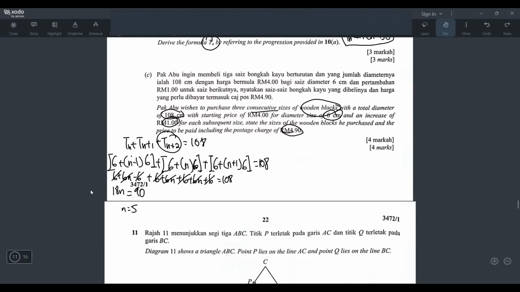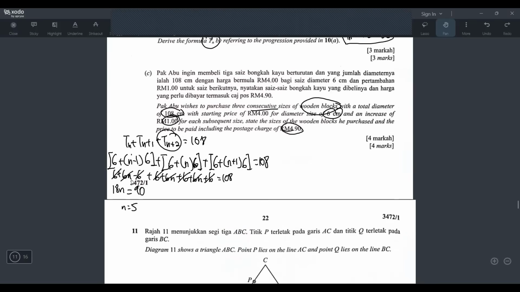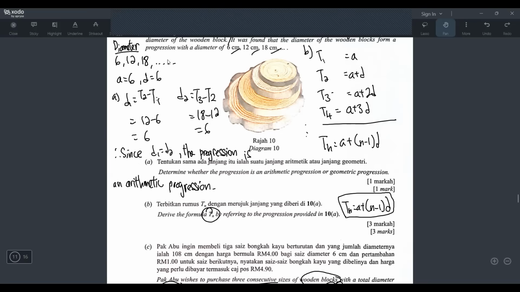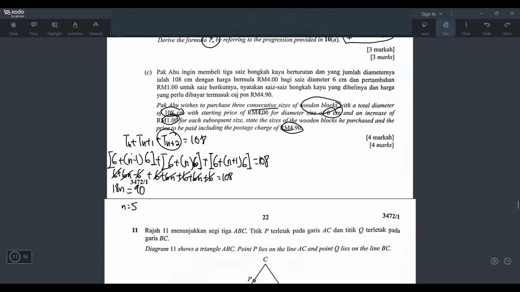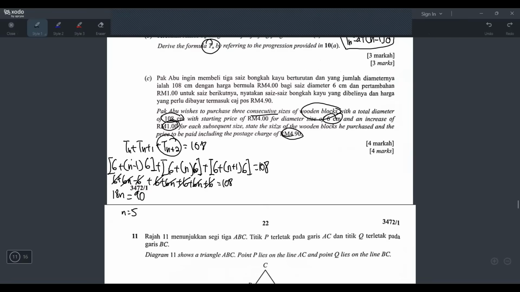Okay, but this is not the answer, of course. This just tells us that he bought the 5th wooden block, the 6th wooden block, and the 7th wooden block, because they say 3 consecutive, right? But then the question asks me to find what? State the size of the wooden blocks he purchased. So what would be the size? The size of wooden blocks he purchased would be 5. And then the next one will be 5 plus 6, which is 11 cm, and plus 6, 17 cm. So these are the 3 wooden blocks that he buys, plus 6 because it's consecutive.